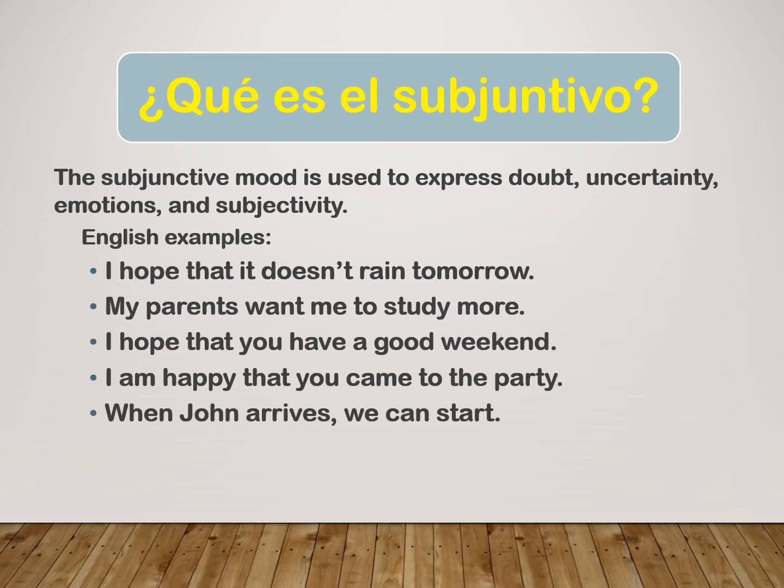¿Qué es el subjuntivo? The subjunctive mood is used to express doubt, uncertainty, emotions, and subjectivity. These are some examples in English to think about how it works in Spanish. I hope that it doesn't rain tomorrow. My parents want me to study more. I hope that you have a good weekend. I'm happy that you came to the party. When John arrives, we can start.